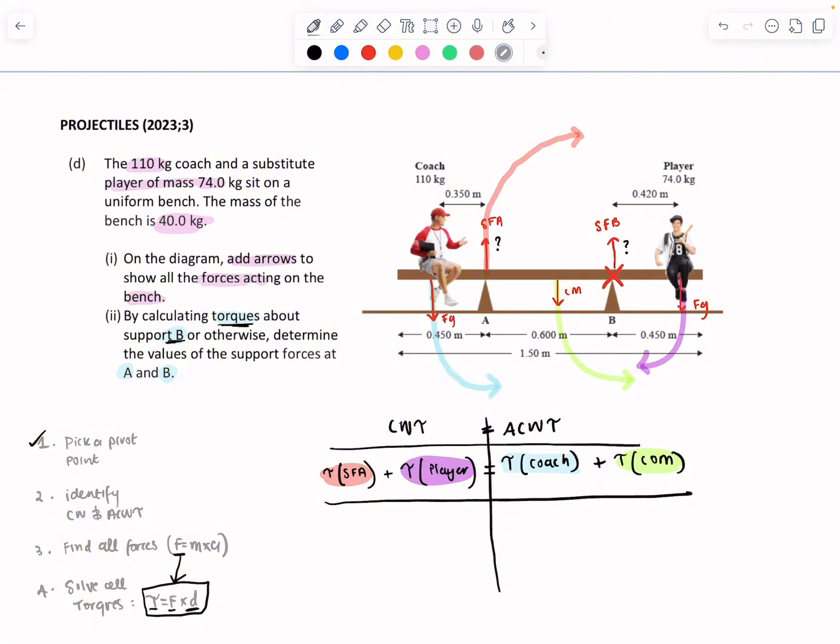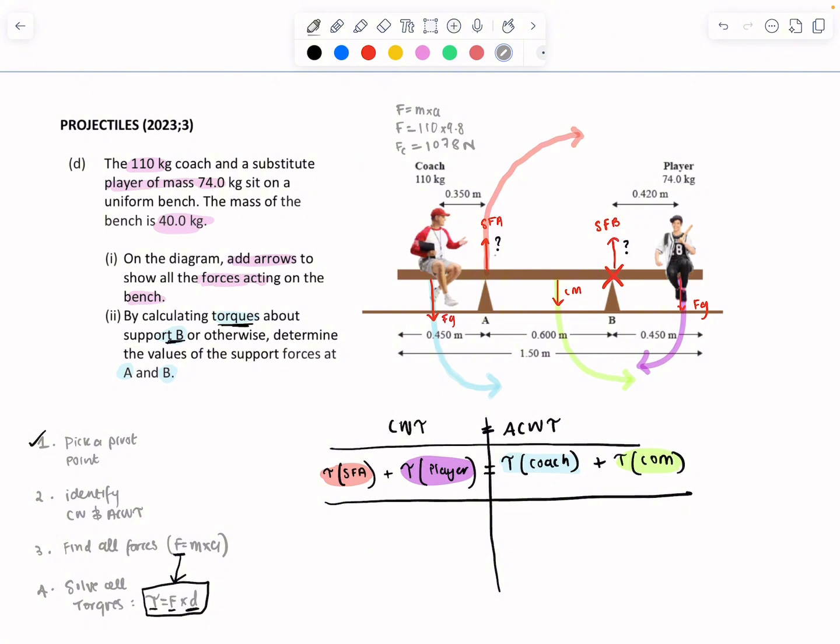Let's start off with our coach. So our coach over here weighs, his mass is 110 kgs. So what is his force? To work out force, we have to use the equation F equals m times a. And so the force provided by the coach is going to be his mass times 9.8, which is acceleration due to gravity. So the force of the coach is going to be, pop this into your calculator, 1,078 newtons.